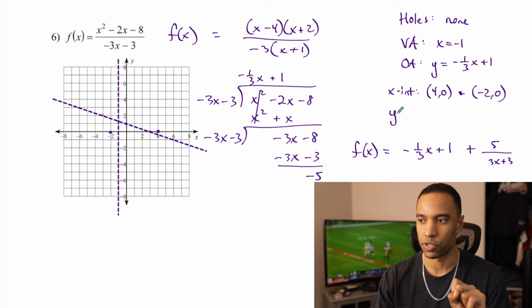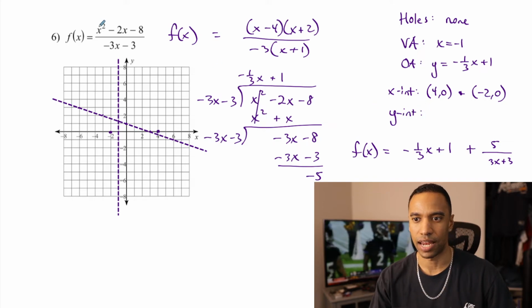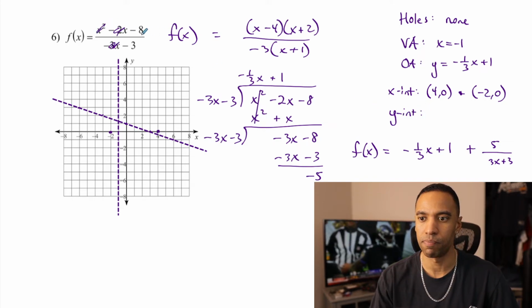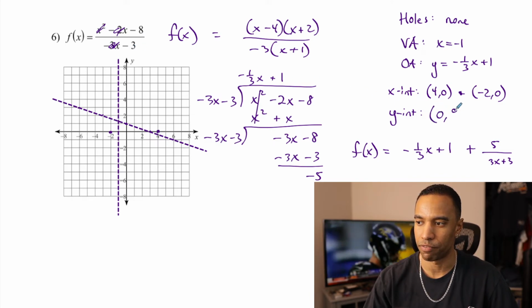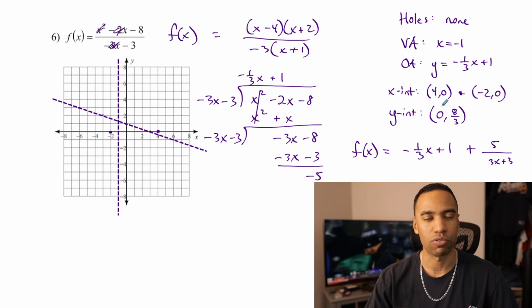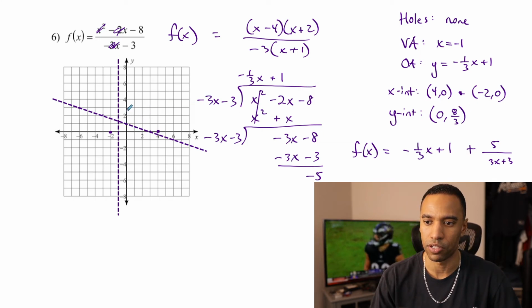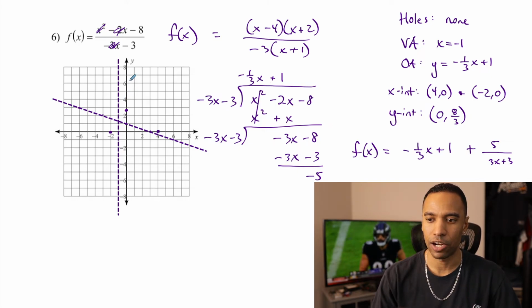There's one thing left to get, which is the y-intercept. So I'm going to set x equal to 0 here. We get -8 over -3, which is positive 8 over positive 3. And 8/3 is also 2 and 2/3. So we'll be up 1, 2, and 2/3 right there. There's the y-intercept.